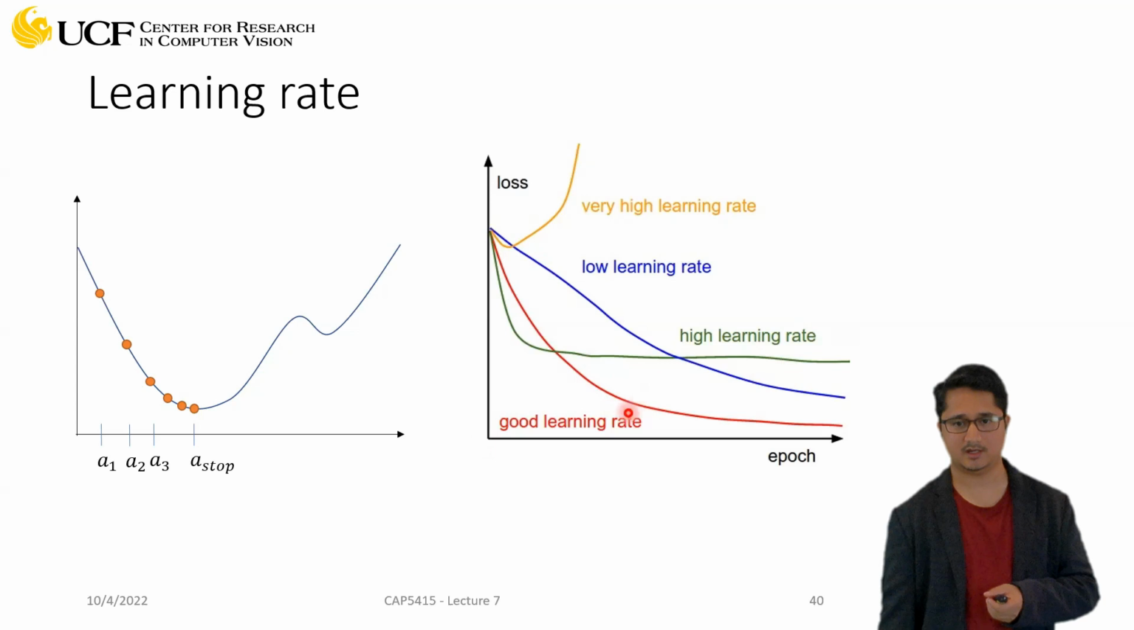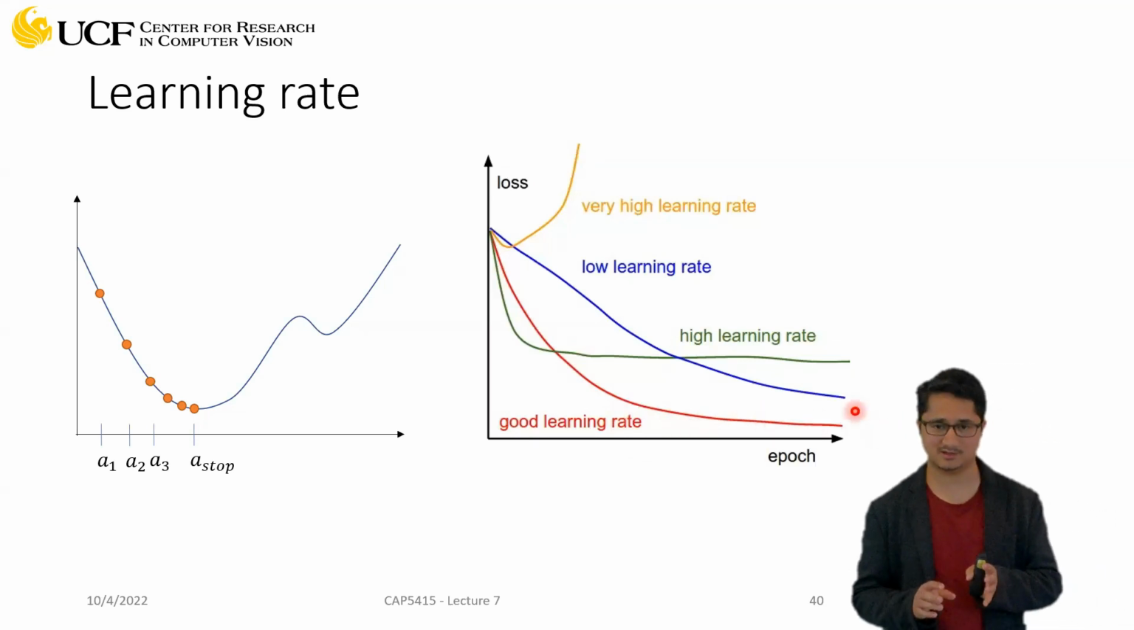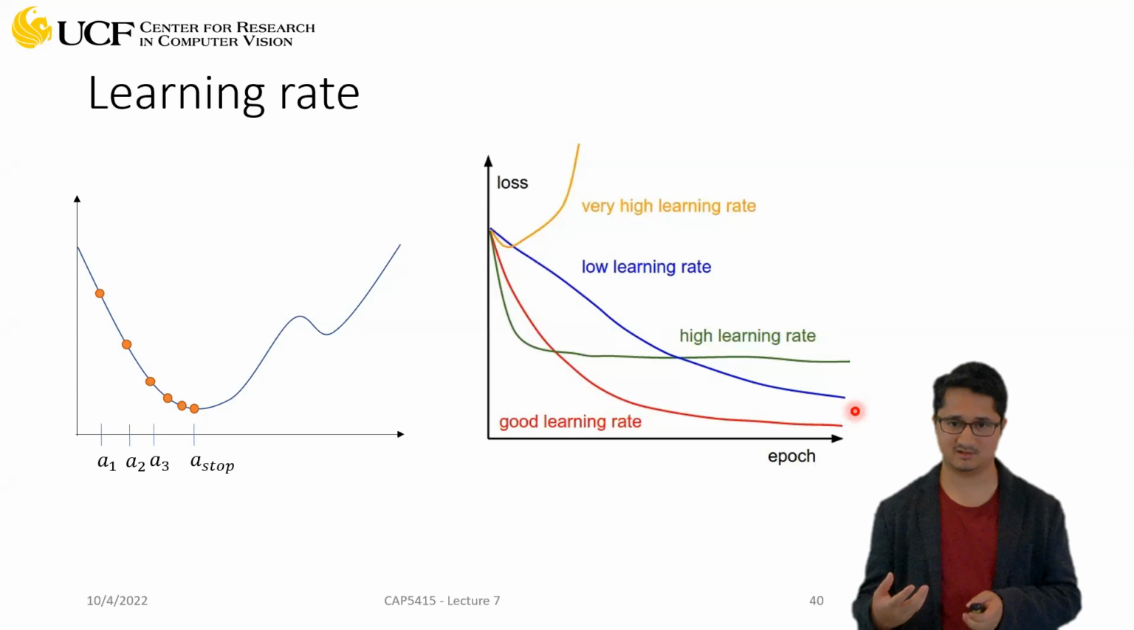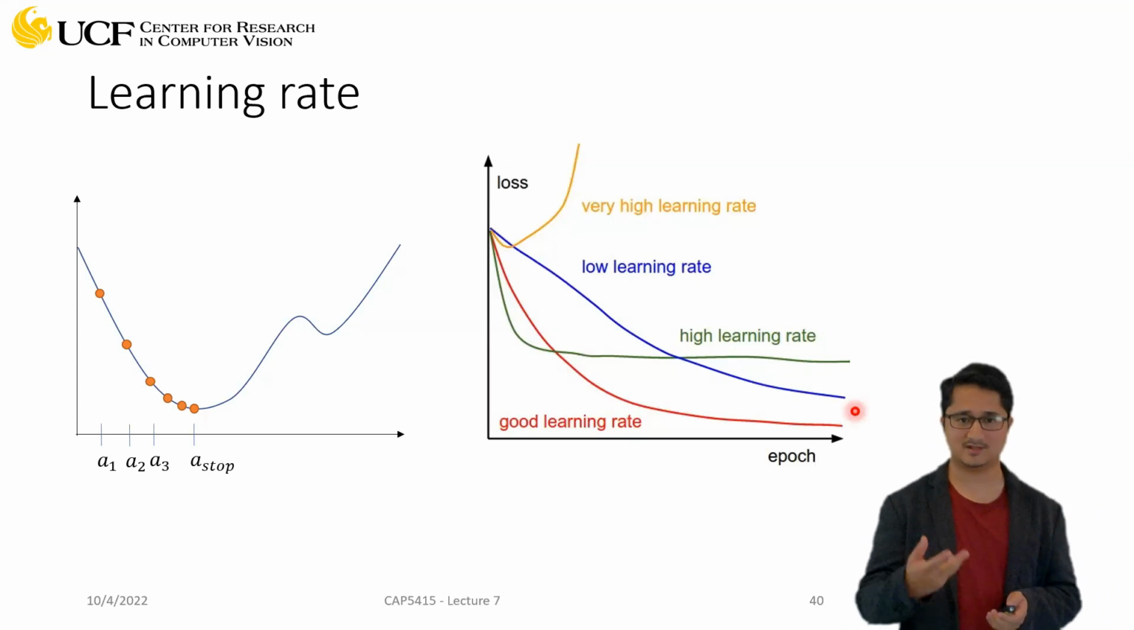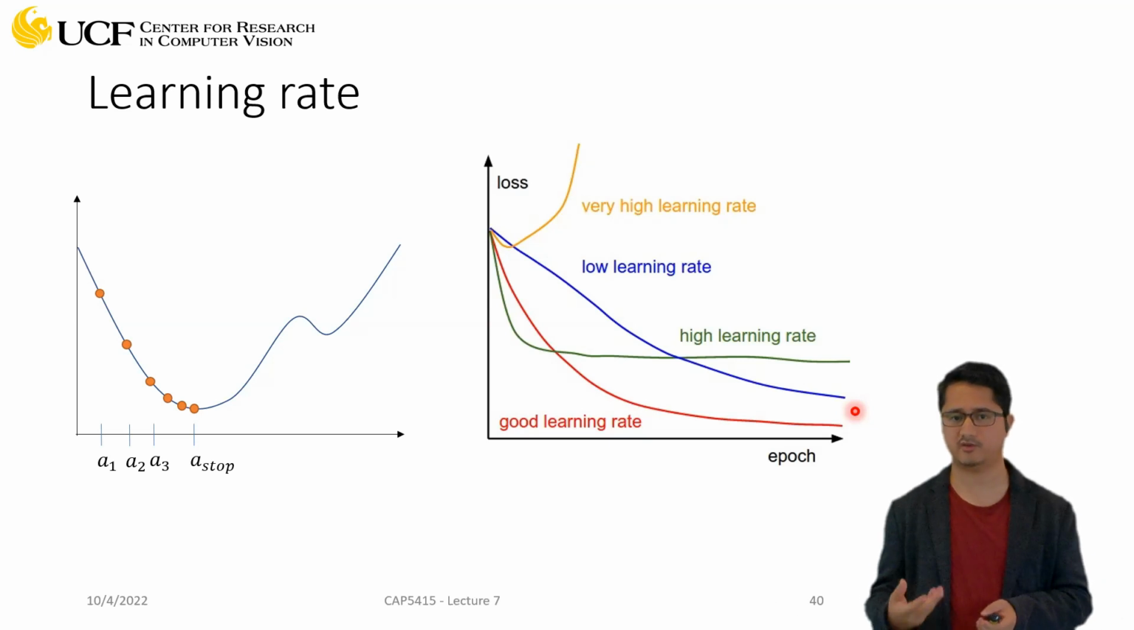Okay, and red is the optimal learning rate. The loss decreases fast and then it's actually converging to a point. Again, these are all hypothetical scenarios. In real training, you will see curves like the ones I showed you in the previous slide. That's more realistic, but this is a general trend which you should look for.